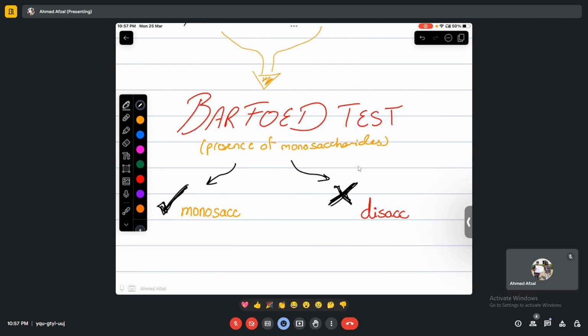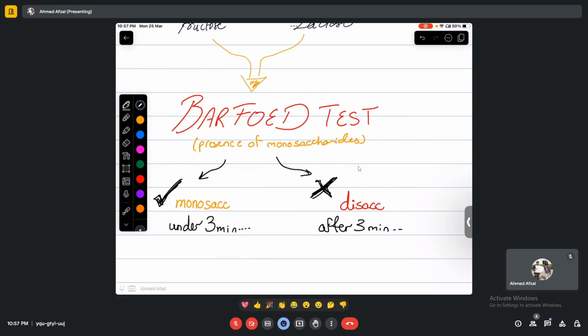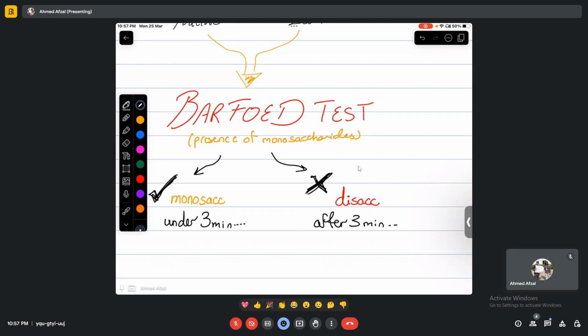If it's been more than 3 minutes and the color has not changed, or the color changes after 3 minutes, that would indicate that the solution contains disaccharides. So if there are disaccharides, we would use a color test to figure out exactly which disaccharides they are.